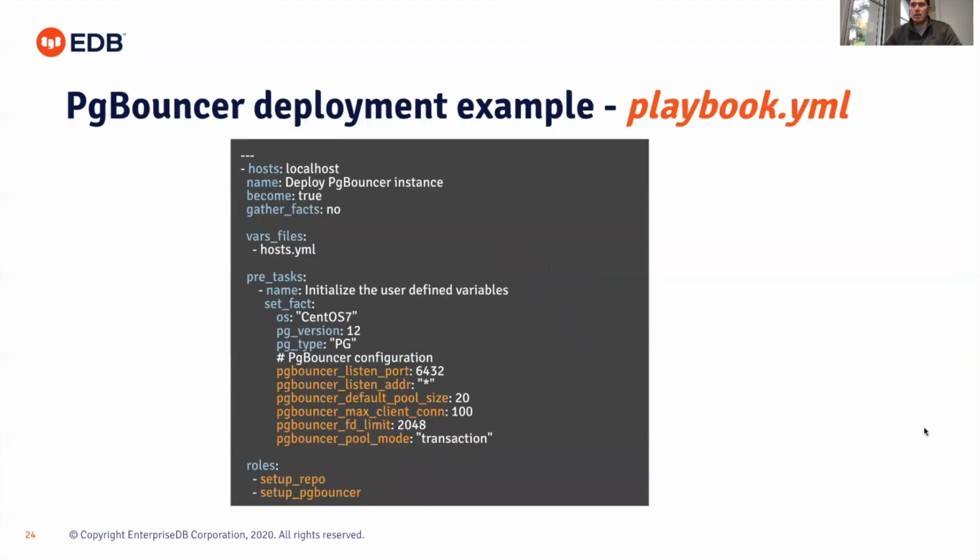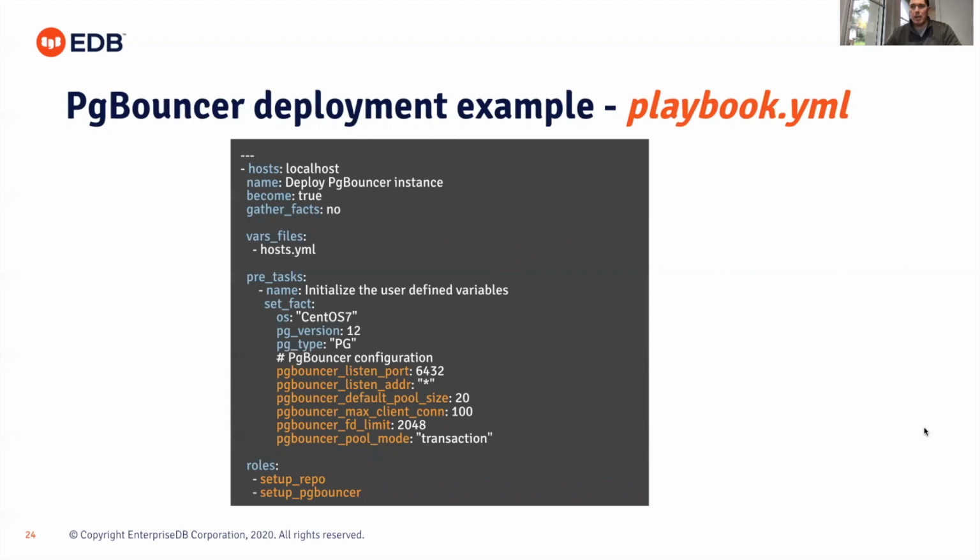This is a playbook example for setting up PgBouncer instances. Some of the PgBouncer configuration parameters are available through user variables. In this snippet, we configure the PgBouncer listening port to 6432, the listening addresses to all, the default pool size to 20, the maximum number of client connections allowed to 100. We raise the limit of open file descriptors to 2048, and we set the pooling mode to transaction.